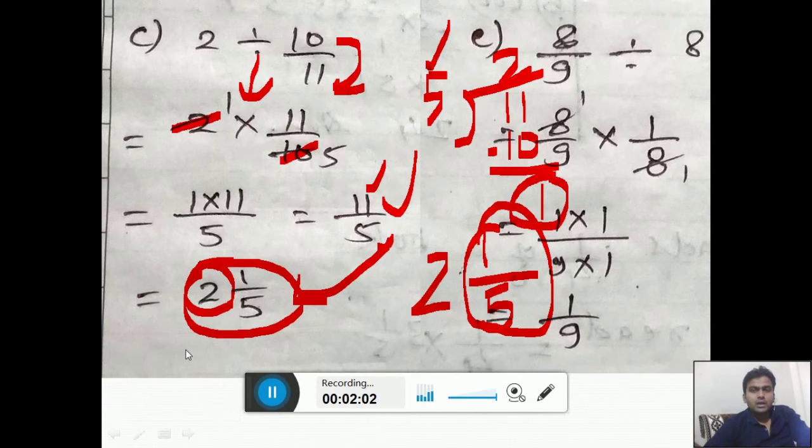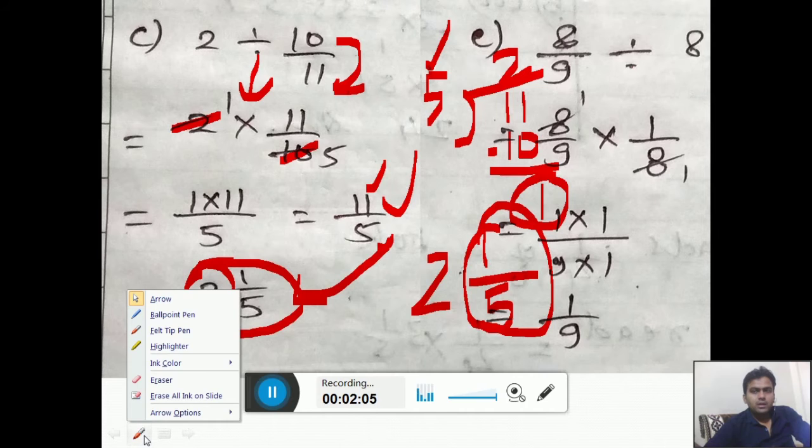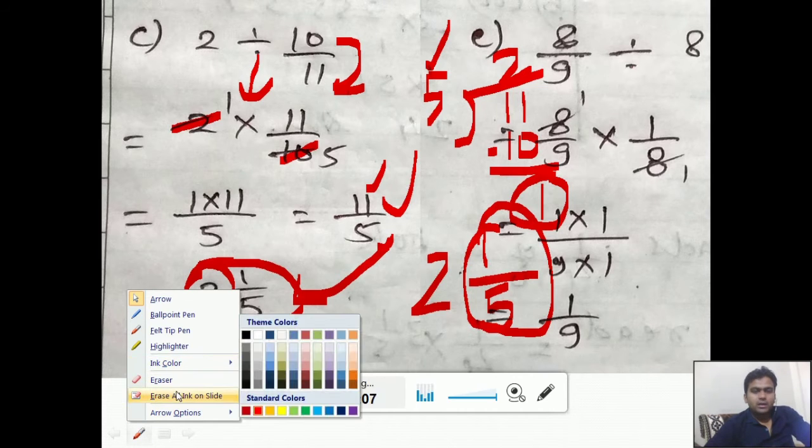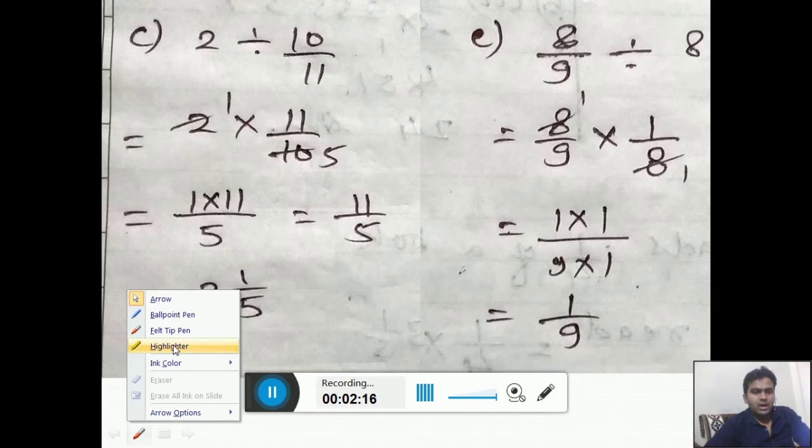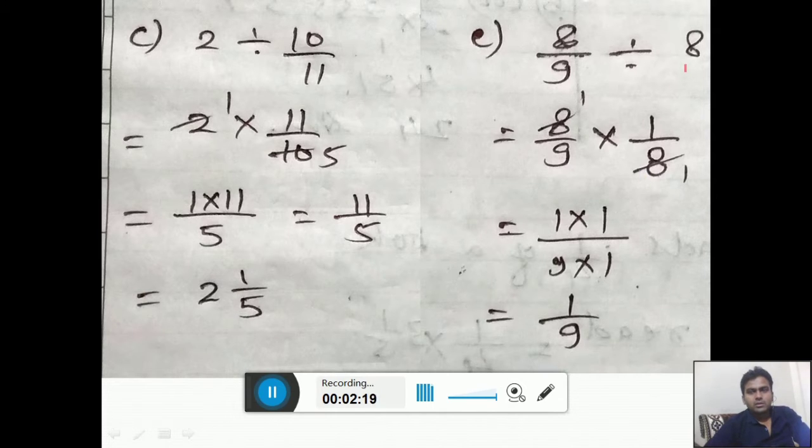8 upon 9 divided by 8. So 8 upon 9. Here there is no denominator in this term, so assume the denominator 1 and take the reciprocal of the number. If you assume 1 here, it will become 1 upon 8. Now this 8 and this 8 we can simplify. Now we are left with 1, and here 9 and 1 in the denominator. So 1 into 1, 1 upon 9.